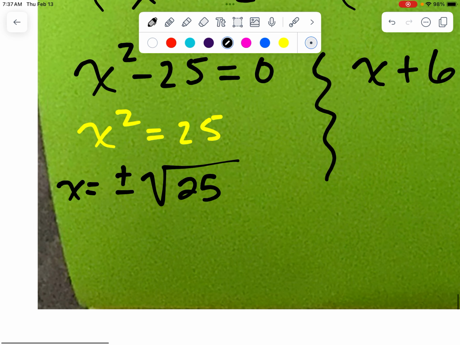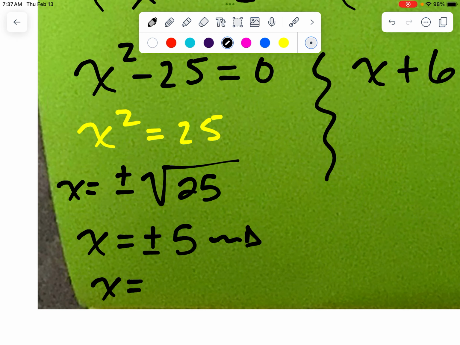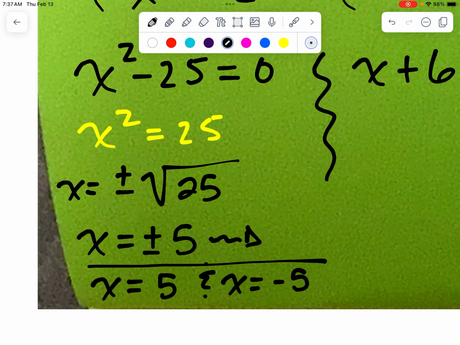And then what is the square root of 25? Well, the square root of 25 is 5. So we have 2 answers right here. So this is the same as saying x equals 5 and x equals negative 5. So when you take the square root, use the plus or minus sign. That's telling you that you're going to have 2 answers at the very end.